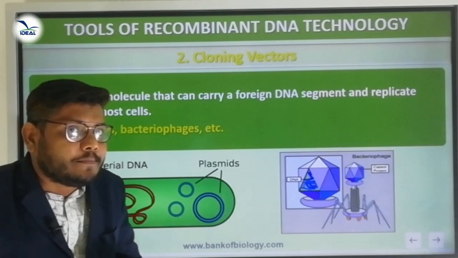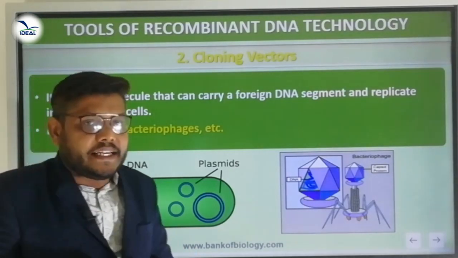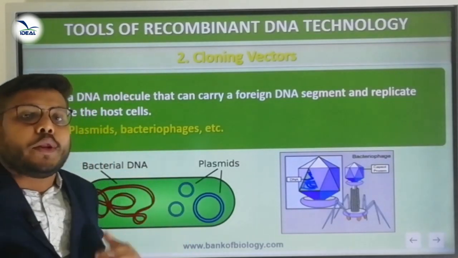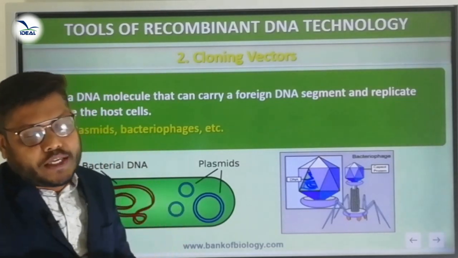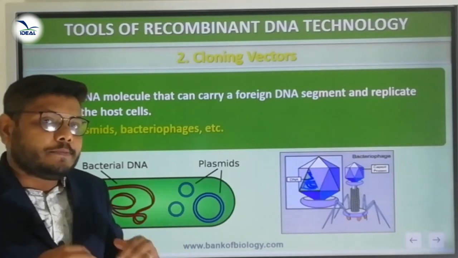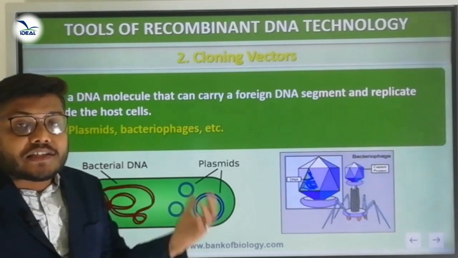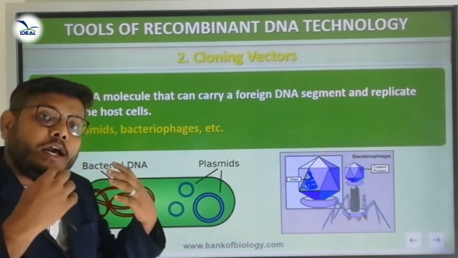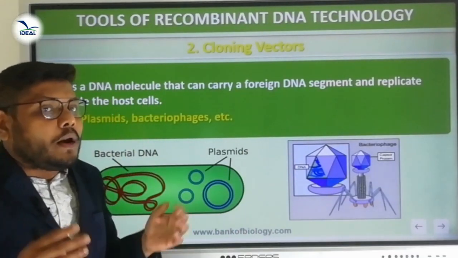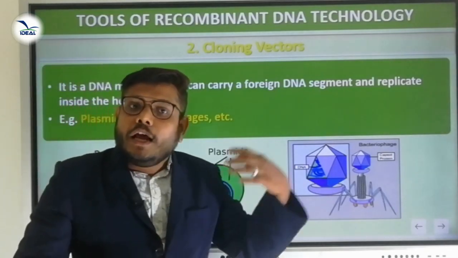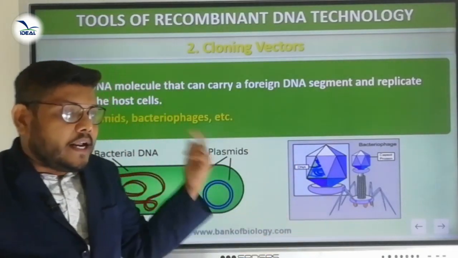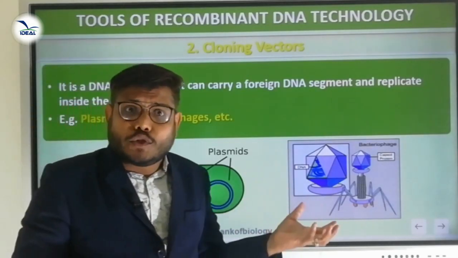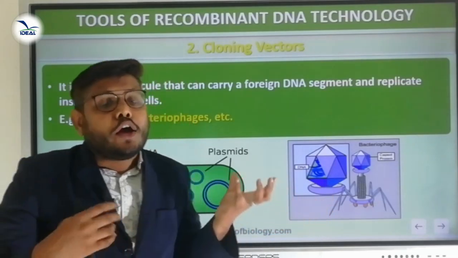What is a plasmid? It is the self-replicating circular double-stranded extra-chromosomal DNA found in bacteria or prokaryotic cells. That is called a plasmid. Is it clear? So commonly used cloning vectors are the plasmid vector, then another one is bacteriophage, then cosmid, and transposon. These all are different types of cloning vector.